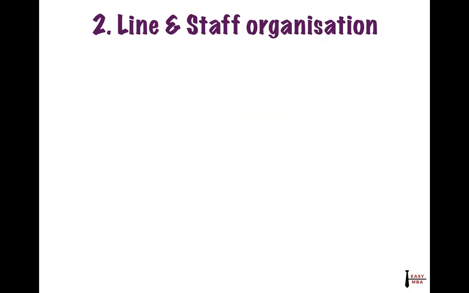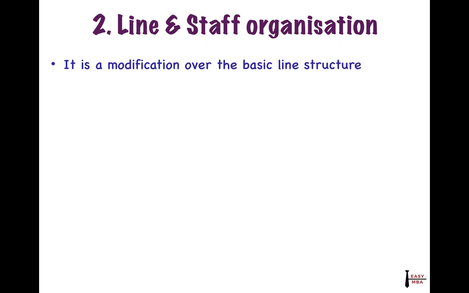Now let's see the second type of organizational structure, which is line and staff organization structure. Many people get confused about what is line and staff. So let's have a look. Basically, staff does not mean your clerical managers, but a staff is a specialized function or specialized manager who helps the line managers. So it is a modification of the basic line structure.